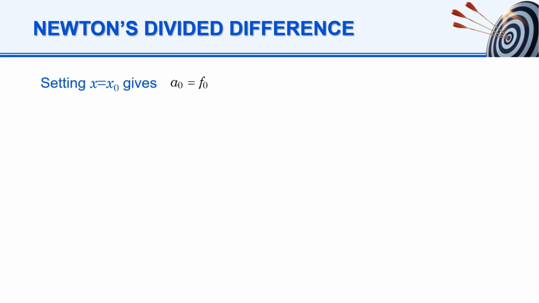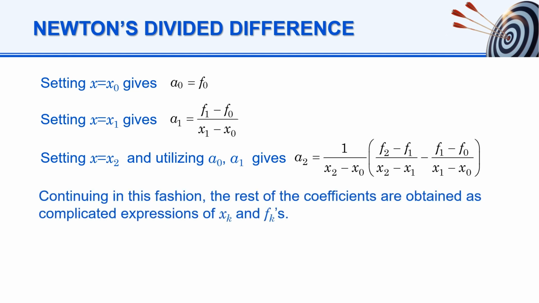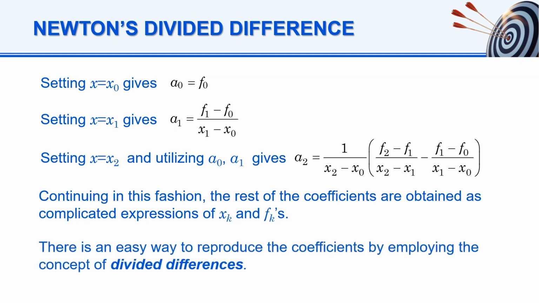Setting x equals x0 in the polynomial approximation gives a0 equals f0. Setting x equals x1 in Pn(x) gives a1 as follows. Setting x equals x2 and utilizing a0 and a1 gives the following. Continuing in this fashion, the rest of the coefficients are obtained as complicated expressions of xk and fk's. There is an easy way to reproduce the coefficients by employing the concept of divided differences.